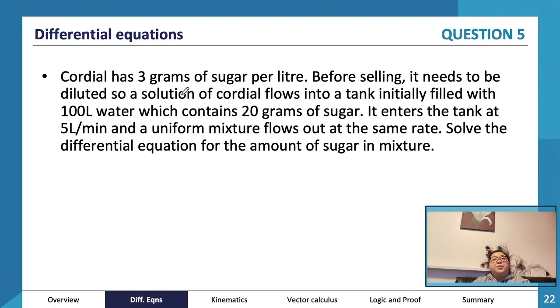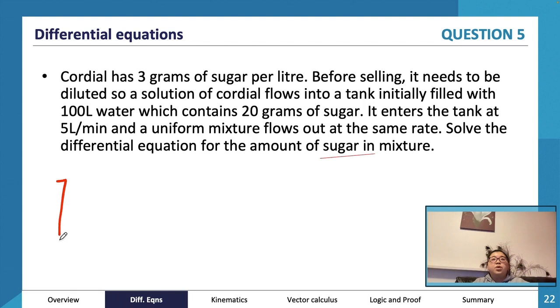Alright, so if we look at this one, cordial has 3 grams of sugar. Before selling it, it needs to be diluted to a solution of cordial that flows into a tank initially filled with 100 liters of water which contains 20 grams of sugar. It enters the tank at 5 liters per unit and a uniform mix flows out at the same rate. Solve the differential equation for the amount of sugar in the mix.